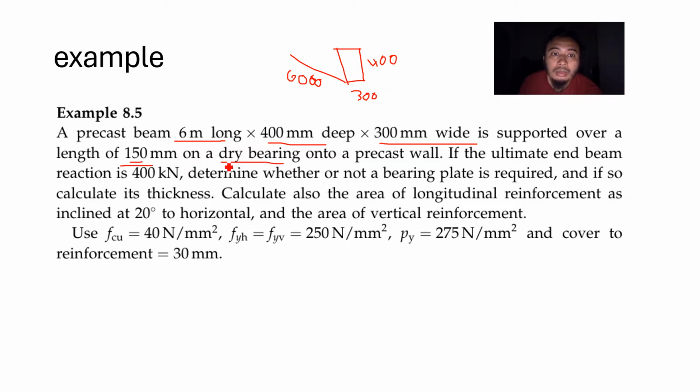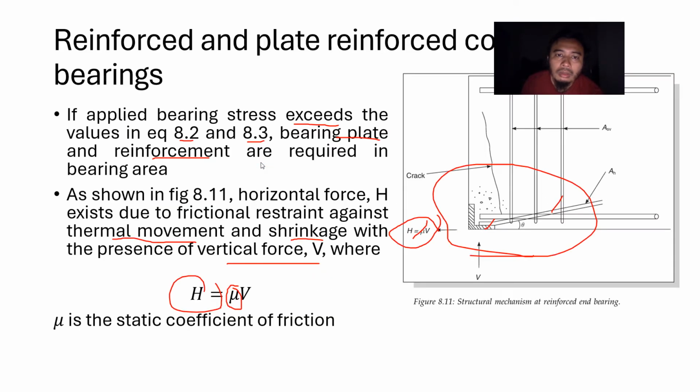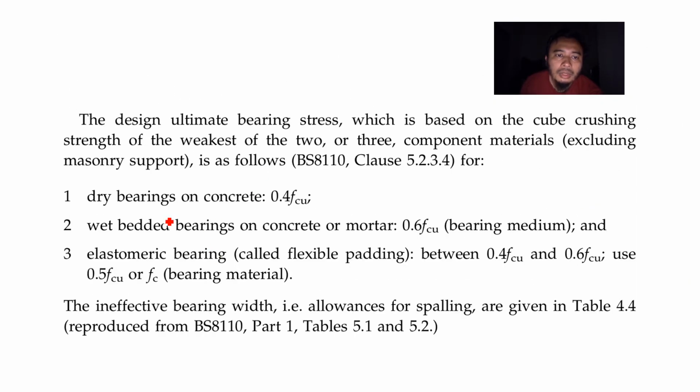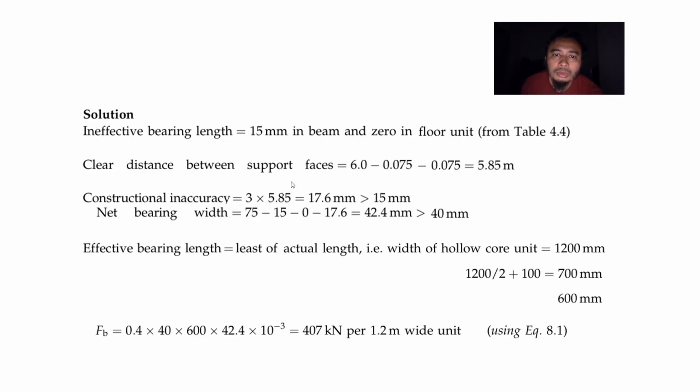Dry bearing, so you have a condition of 0.4 FCU. That's your limit. Dry bearing. Let's take a look at the previous slide. Dry bearing here. So you are limited to 0.4 FCU.